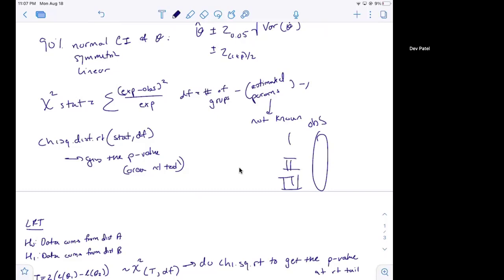Okay, so if you're trying to see, does this come from an exponential? You're going to calculate the expected number of values that are supposed to be in group 1, group 2, or group 3. So that is the expectation. We take the difference of that, square it over the expected, and then you take the sum of that, that is your test statistic.